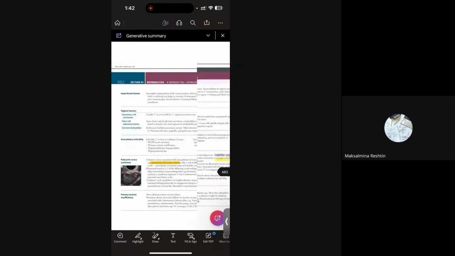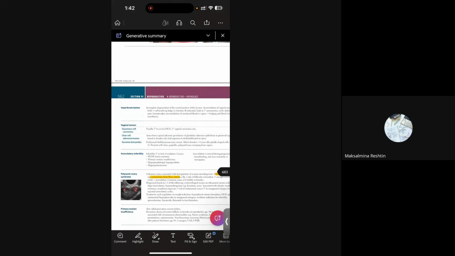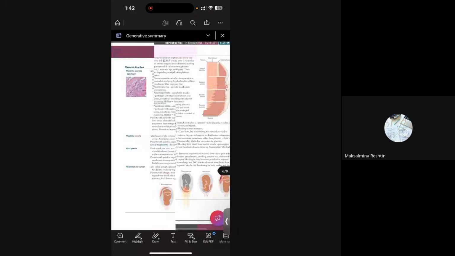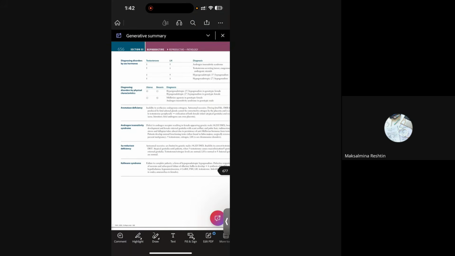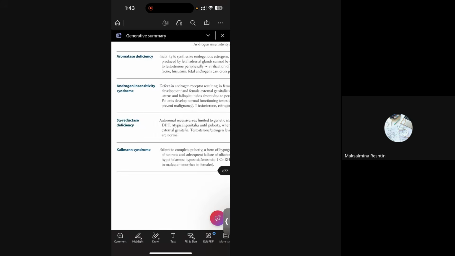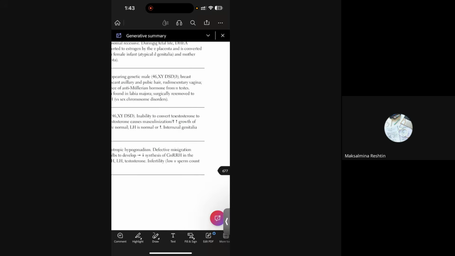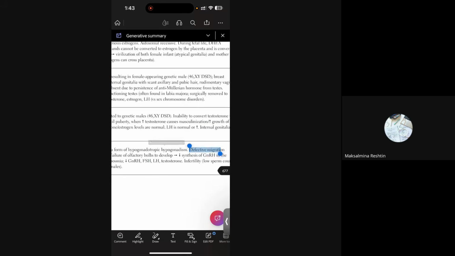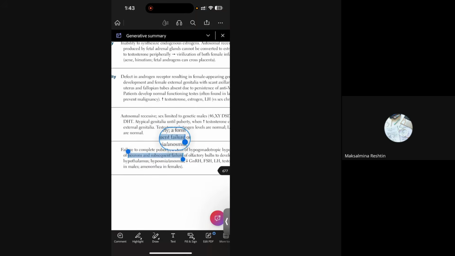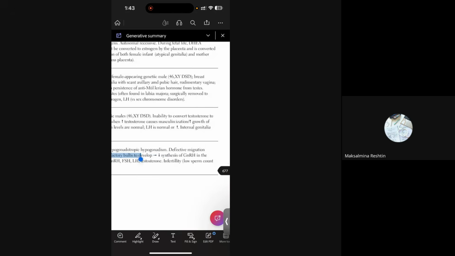Kallmann syndrome. All these reproductive disorders are written in the reproductive system section. Kallmann syndrome is failure to complete puberty. Our patient does not develop puberty. There is defective migration of neurons and subsequent failure of olfactory bulbs to develop, due to which you are no longer able to detect smell. There is going to be anosmia.